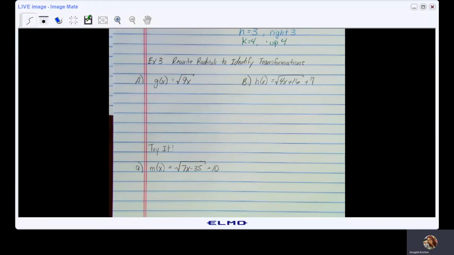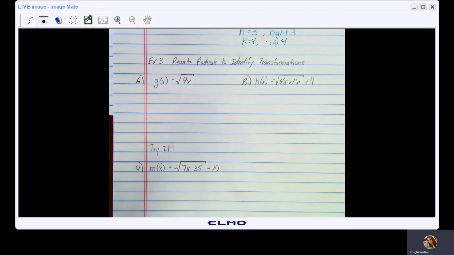We are going to rewrite radicals to identify transformations. Sometimes you're given a radical function where you can't readily see the transformations, but we can do a little manipulation and we can go ahead and determine those transformations. So let's take a look at A.